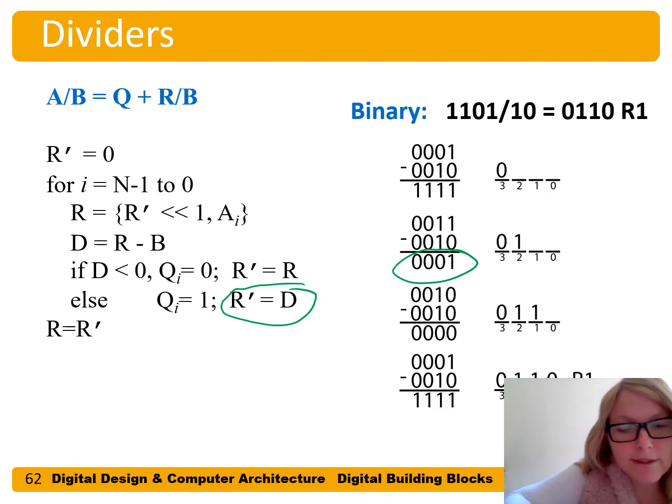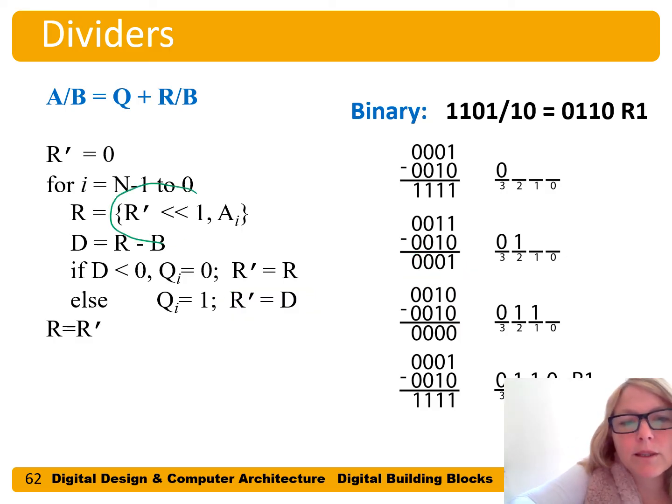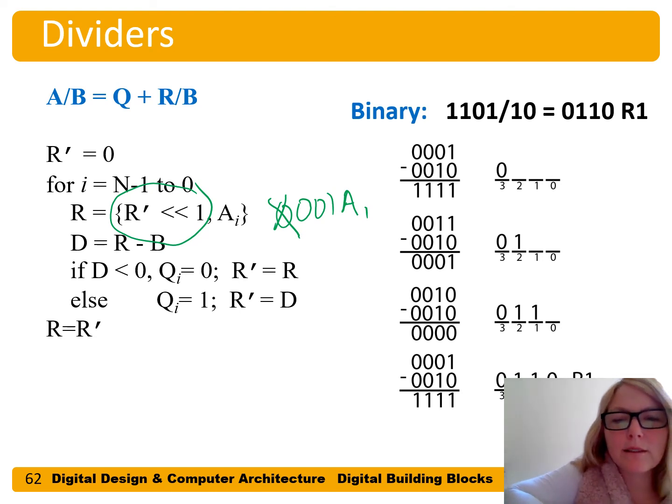Okay, now remainder prime equals d, which is 0, 0, 0, 1. That gets shifted left by 1 bit, so 0, 0, 0, 1 gets shifted left. Drop that bit, and the next most significant bit comes in, in this case a sub 1, which in our case was a 0. So now we're at this step.